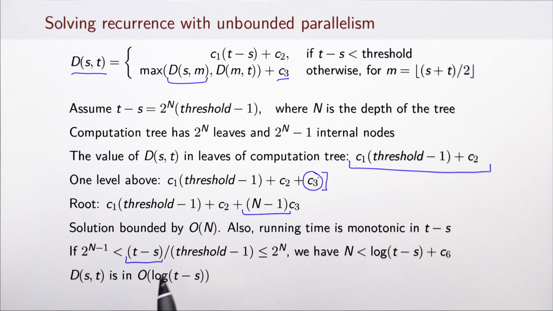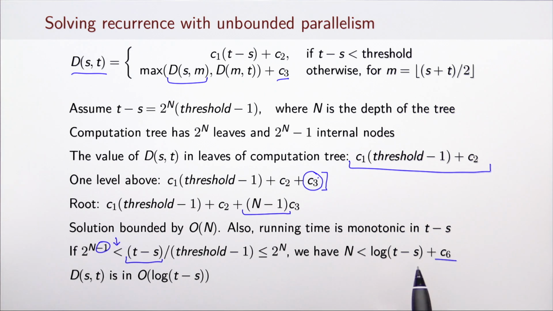So for an arbitrary value of t minus s, by picking the value of n such that 2 to the n minus 1 and 2 to the n are the tightest interval containing this value, (t minus s) over (threshold minus 1), we obtain that n is in fact bounded by a logarithm of t minus s. Okay, so by looking at this inequality here, we see that n is less than 1 plus logarithm of t minus s divided by this, which becomes another constant. So when we collect the minus log of (threshold minus 1) and this constant 1 from here, we get this c6.